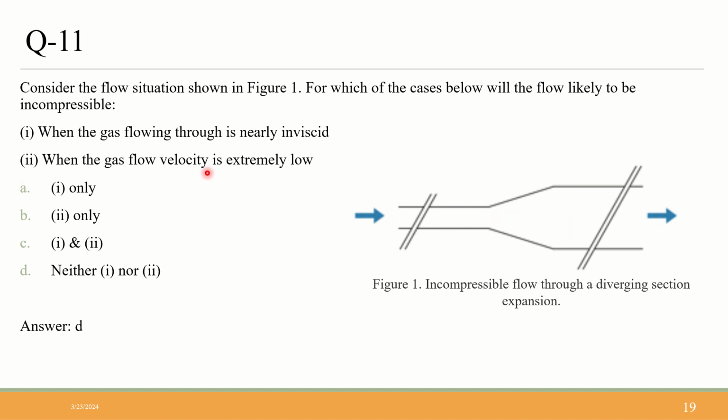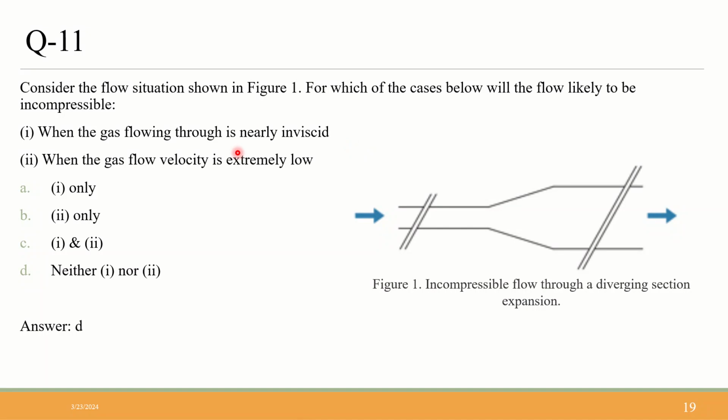So a gas flow velocity that is extremely low is not the case here; if you can see, velocity is high and it is getting reduced. So we cannot say in which of the cases the flow is likely to be incompressible just from that. We need an exact value, and we need to determine the Mach number as well. So both are wrong, neither one nor two.